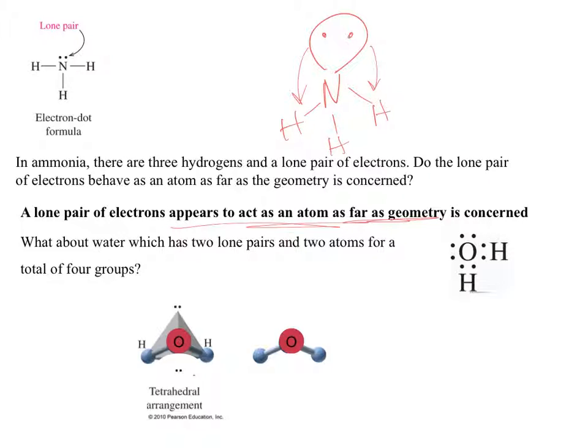Okay, what about water, which has two lone pairs and two atoms for a total of four groups? So in other words, this is our page where we're looking at central atom with four groups, or I sometimes just call them four things attached.